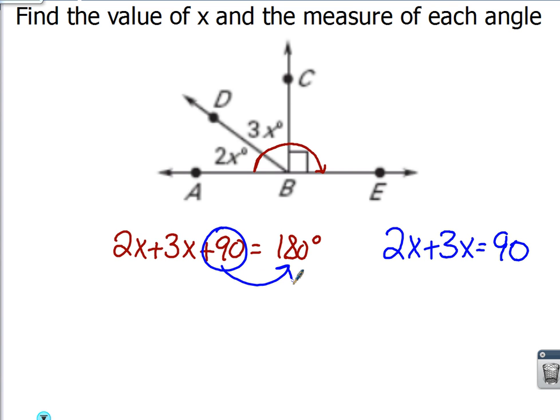Take that 90 and move it over there. You're not going to get the same thing. Minus 90, you get that. So 5x is 90, and Destiny, once you solve that, what do you get for x?